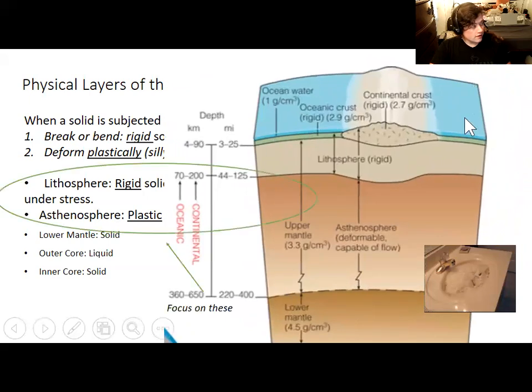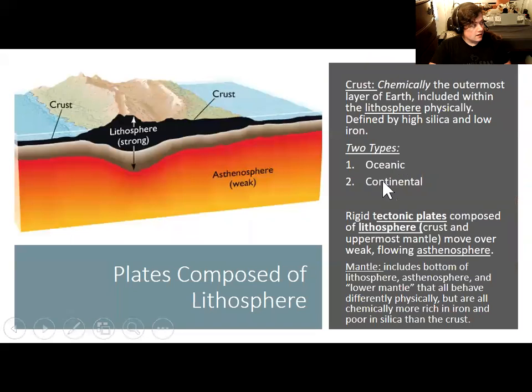These uppermost layers are where you're going to want to focus. And one thing to consider is that chemically, the crust and the mantle are defined differently than what you saw on that diagram. The lithosphere is kind of like pond scum floating on top of the asthenosphere, and the lithosphere consists of the crust and the uppermost part of the mantle.